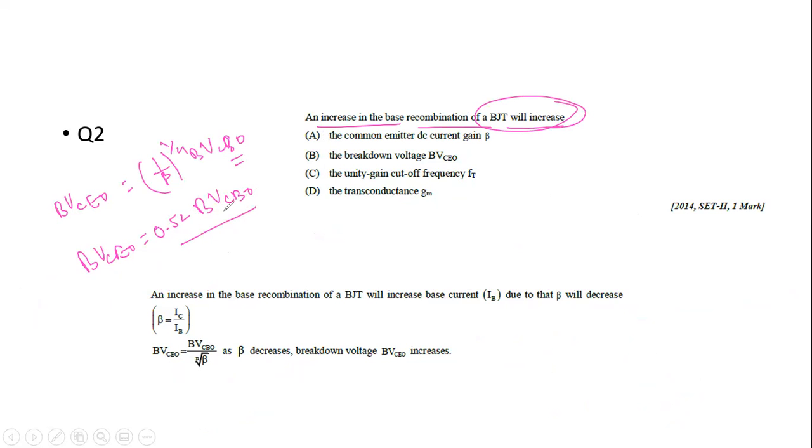So what will happen to the BJT with an increase in base recombination? The BJT DC gain or BVCEO, what will improve? This is option B. So option B is the right answer. It will increase. Now come to the next question, the third question.